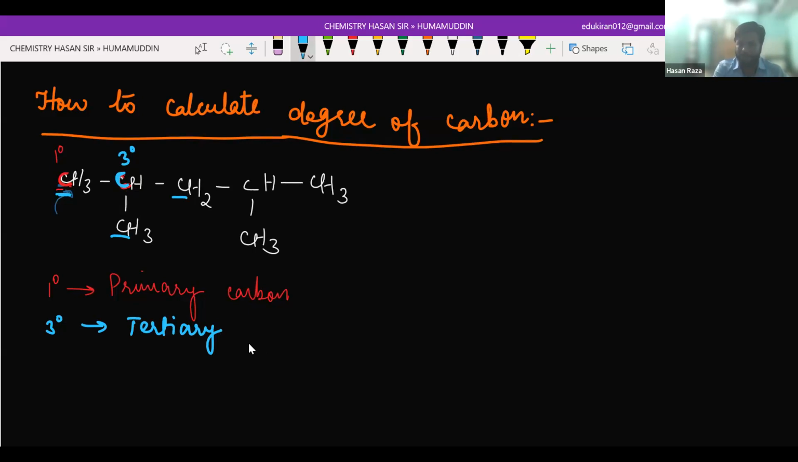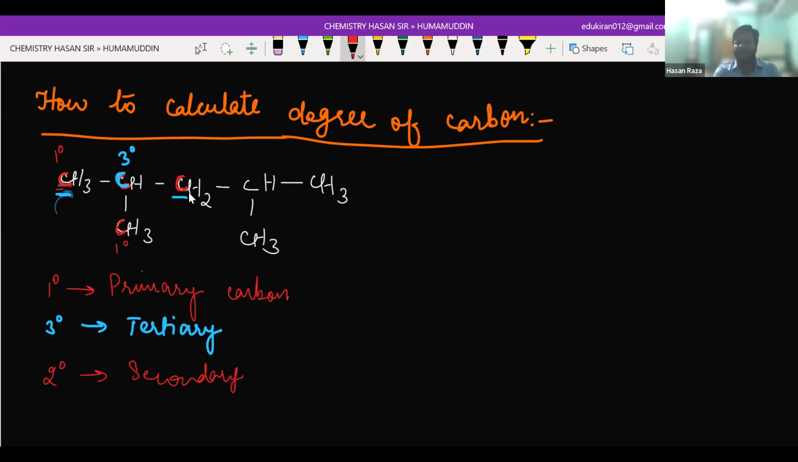Umam and Austin? Yes, sir. Now answer me again. What is the degree of this below carbon? The one which is on the bottom? Primary. Primary, that is 1 degree. What is the degree of this carbon? Any one of you? 2. 2 degrees, so it is secondary, also called secondary.